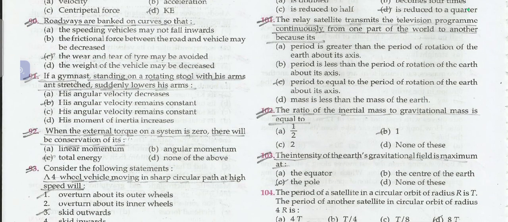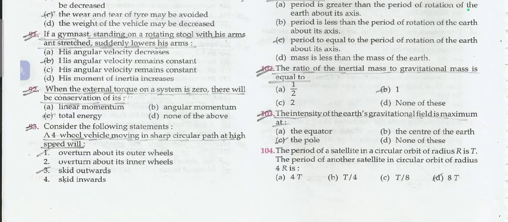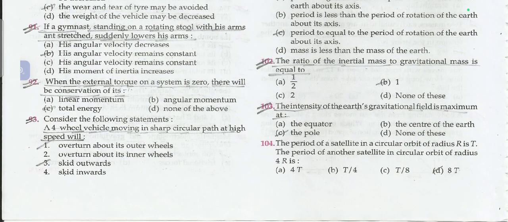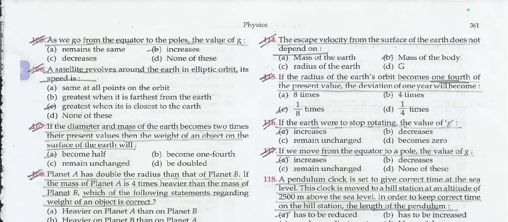The ratio of the inertial mass to gravitational mass is equal to 1. The intensity of the earth's gravitational field is maximum at the pole. The period of a satellite in a circular orbit of radius r is t. The period of another satellite in circular orbit of radius 4r is 8t. As we go from the equator to the pole, the value of g increases. A satellite revolves around the earth in elliptical path. Its speed is greatest when it is closest to the earth.